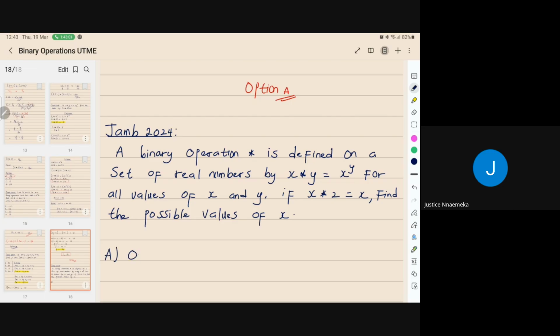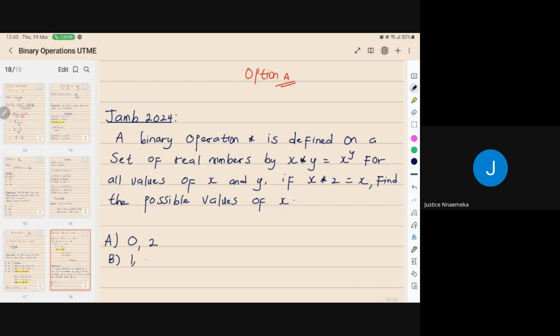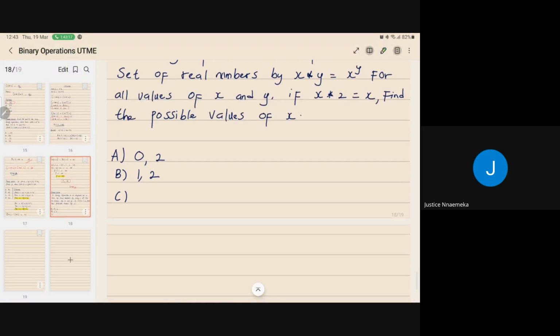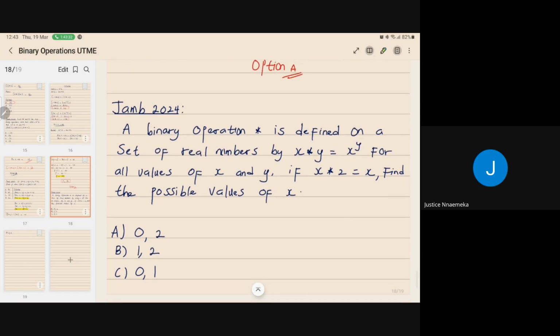We have our options. Option A is 0 and 2. Option B is 1 and 2. Option C is 0 and 1. And option D is 2 and 2. So how do we tackle that kind of problem? All right, so they gave us something. They said that x asterisk y is x to the power y, and x asterisk 2 is x. We should find the possible values of x.